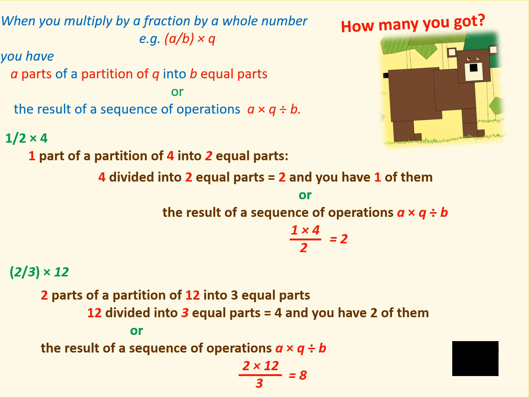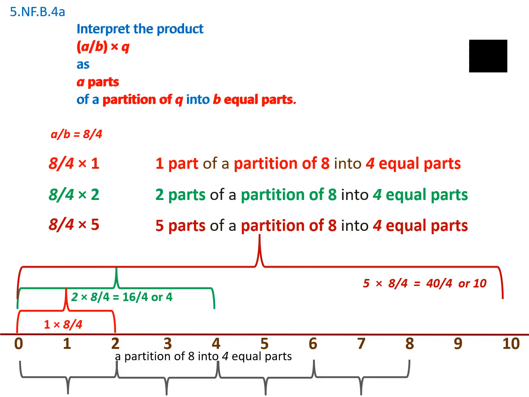Children must learn to use the algorithm. So let's begin modeling them. So let's return to the algorithms and interpret the product a over b times q as a parts of a partition of q into b equal parts. In this example, a over b is equal to 8/4.